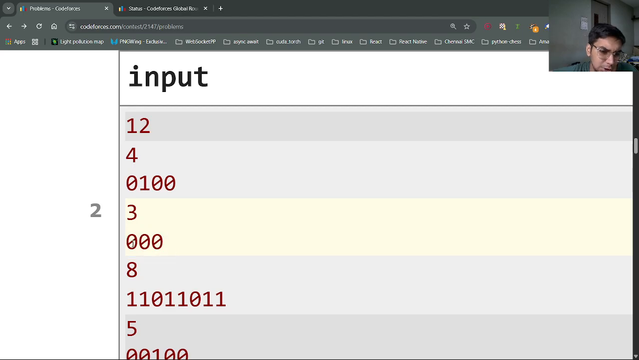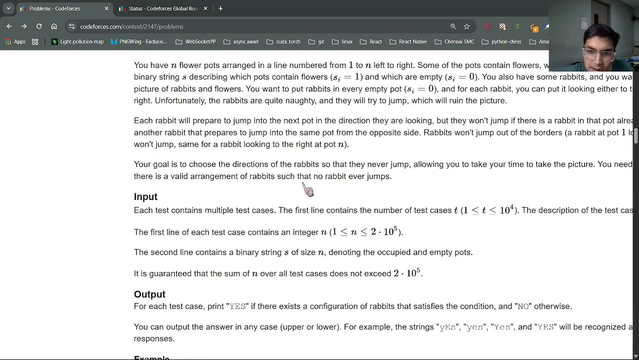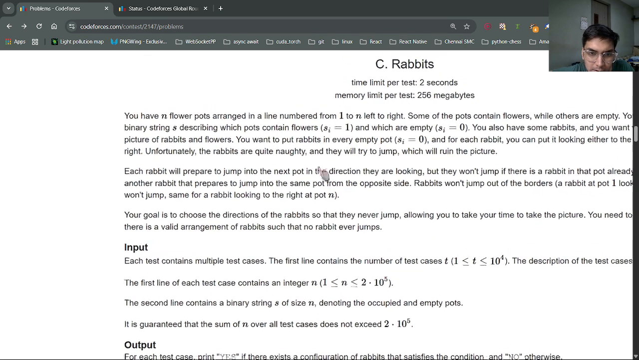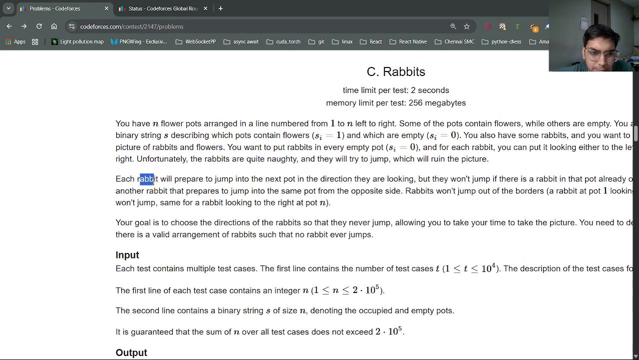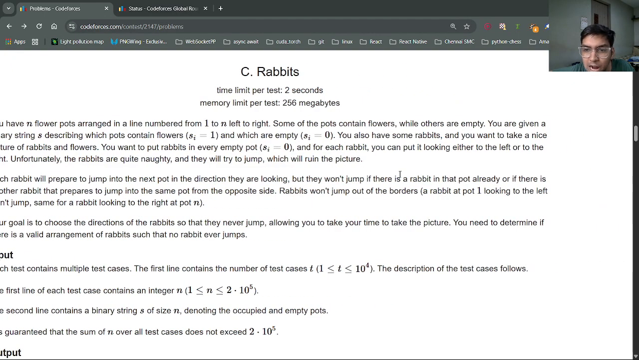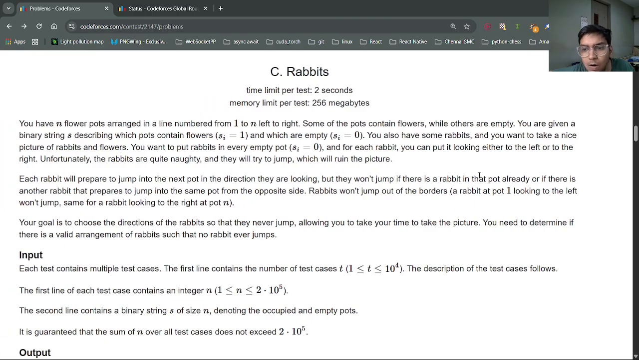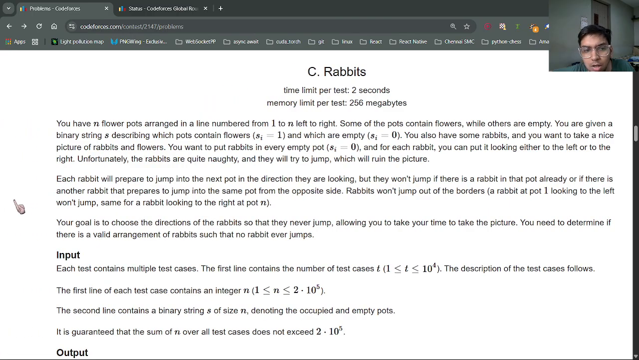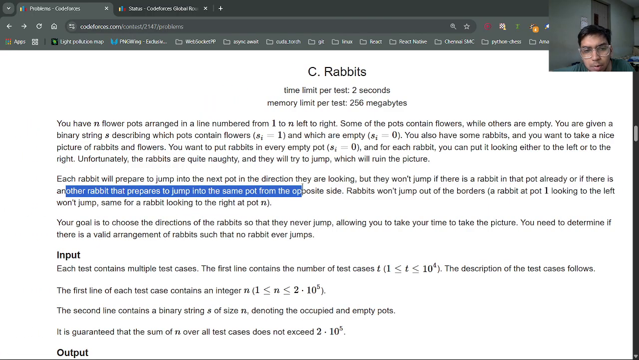Here though, if you do left, and okay, does it matter that there is already a rabbit present there? It matters, right? Each rabbit will prepare to jump to the next spot they're looking at. If there is a rabbit already, or if there is another rabbit that prepares to jump into the same spot.